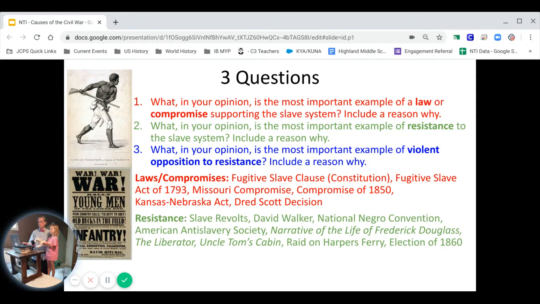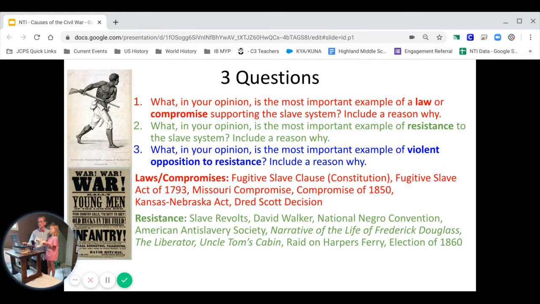Ways in which people resisted, we will look at slave revolts. We'll look at a man named David Walker. We'll look at the National Negro Convention and the American Anti-Slavery Society, the newspaper The Liberator, the books Narrative of the Life of Frederick Douglass and Uncle Tom's Cabin.